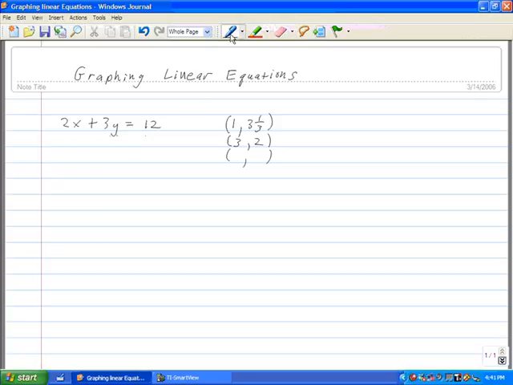So I'm going to come up with another, say this time, another x value. Make the substitution again. Carry out the multiplication. Subtract off the 10. Divide by 3, and you've got the other half of the solution.